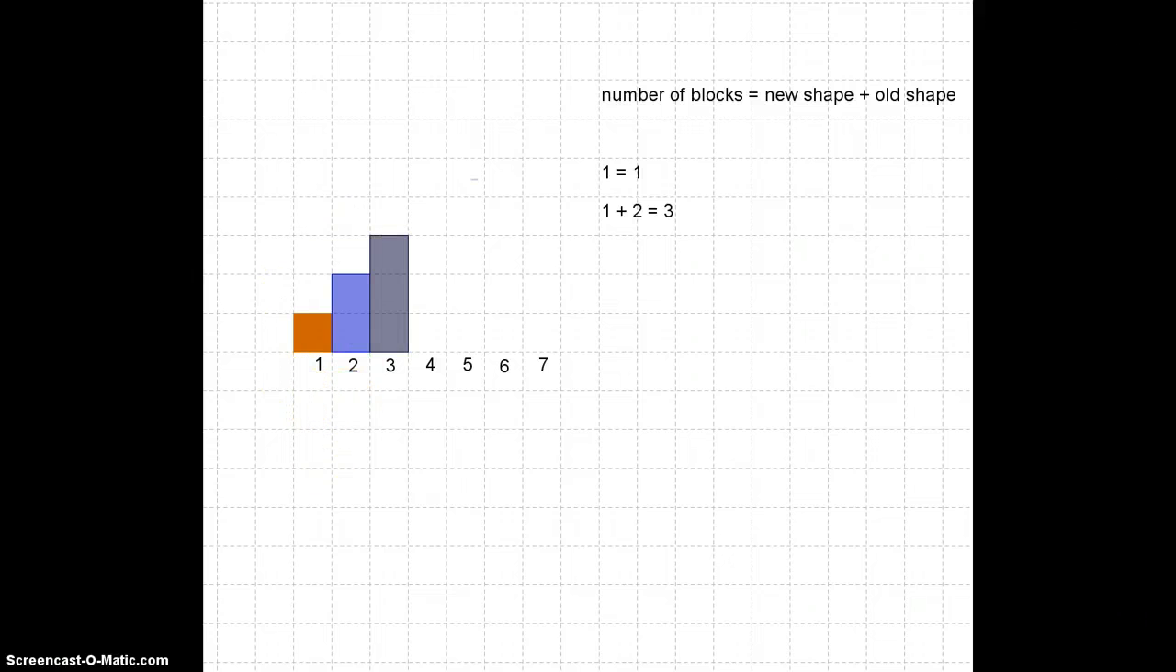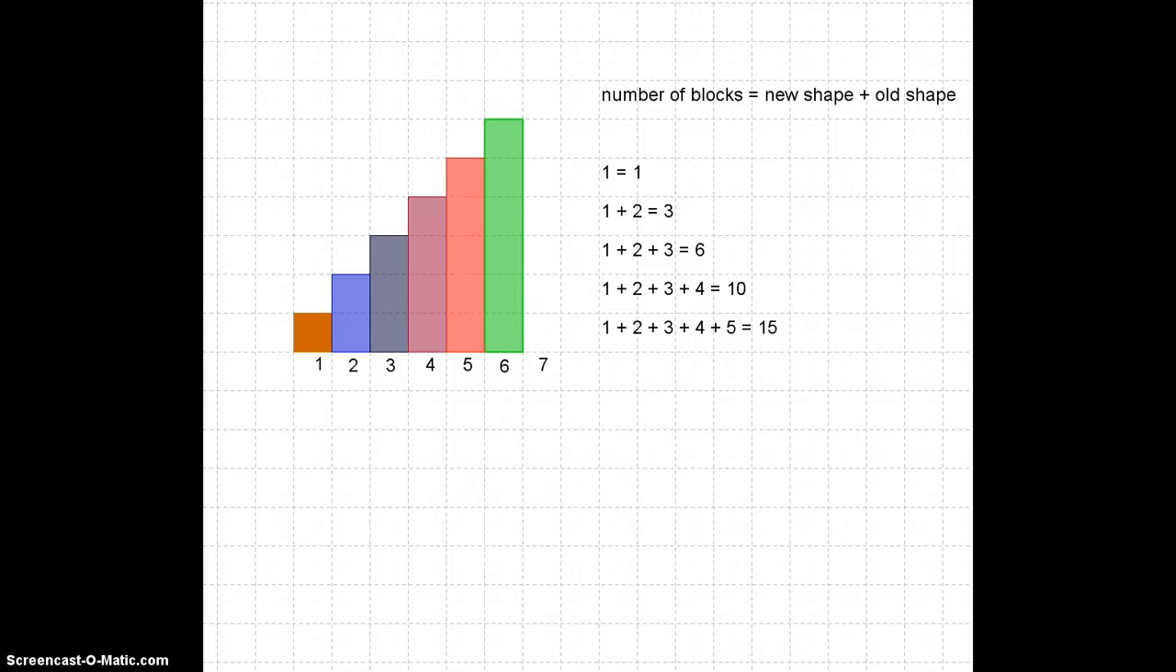If we add in another shape, then we must add that to our equation. We get 1 plus 2 plus 3. As we add more and more blocks, we get bigger and bigger numbers. Once we get to our 6th block, we add 6, and we get a total of 21. As we move on to our 7th, we get a total of 28. Now we notice that we've just added all the numbers that come before 7.